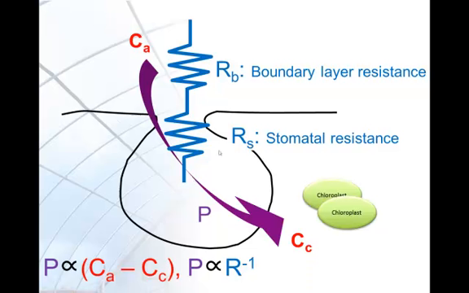Another resistance is stomatal resistance, which is associated with stomatal opening. So wide open stomata give the least resistance to the gas diffusion. Or photosynthetic rate is inversely proportional to the total resistance, which is boundary layer resistance plus stomatal resistance.